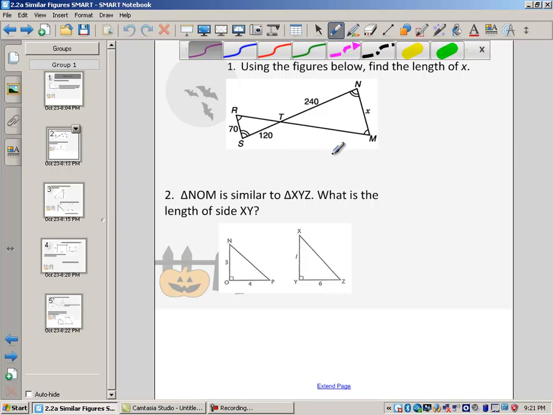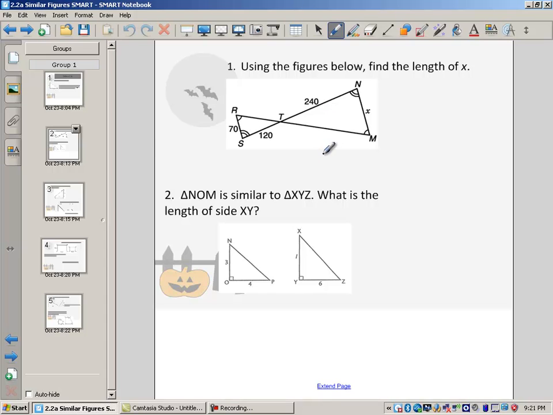Okay, today we are going to talk about similar figures and how to find the missing side of a similar figure. You'll remember yesterday we talked about the three characteristics of similar figures: they were the same shape, like these two triangles. They had the same angles, like this angle, these two angles are the same, and these two angles are the same, and then their sides were proportional.